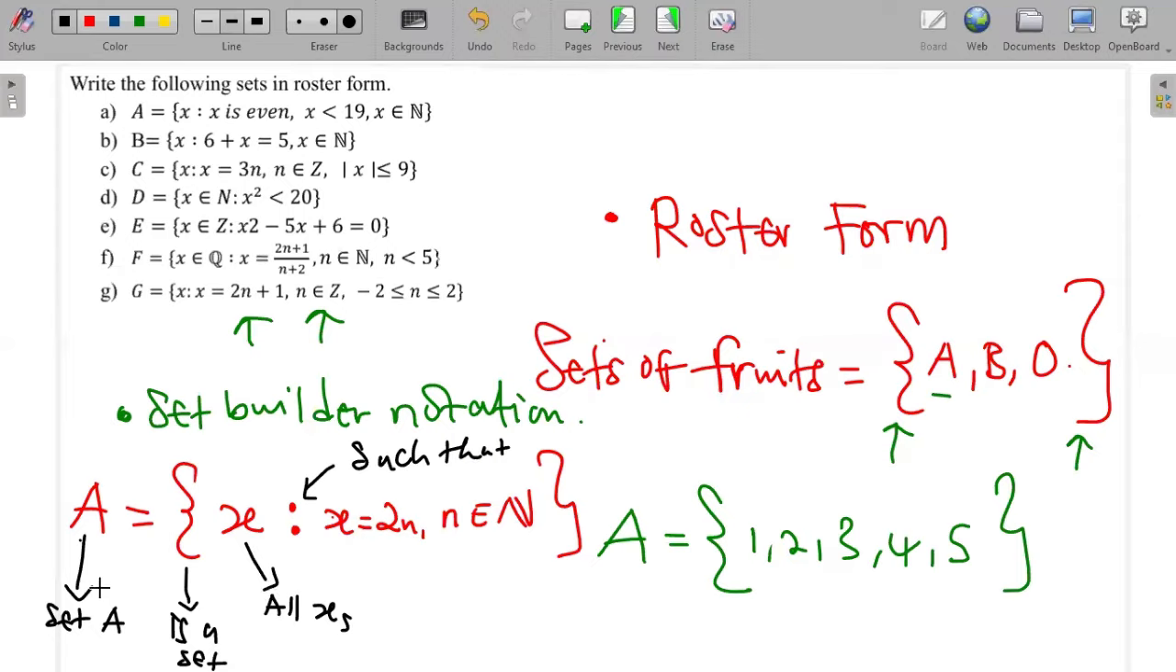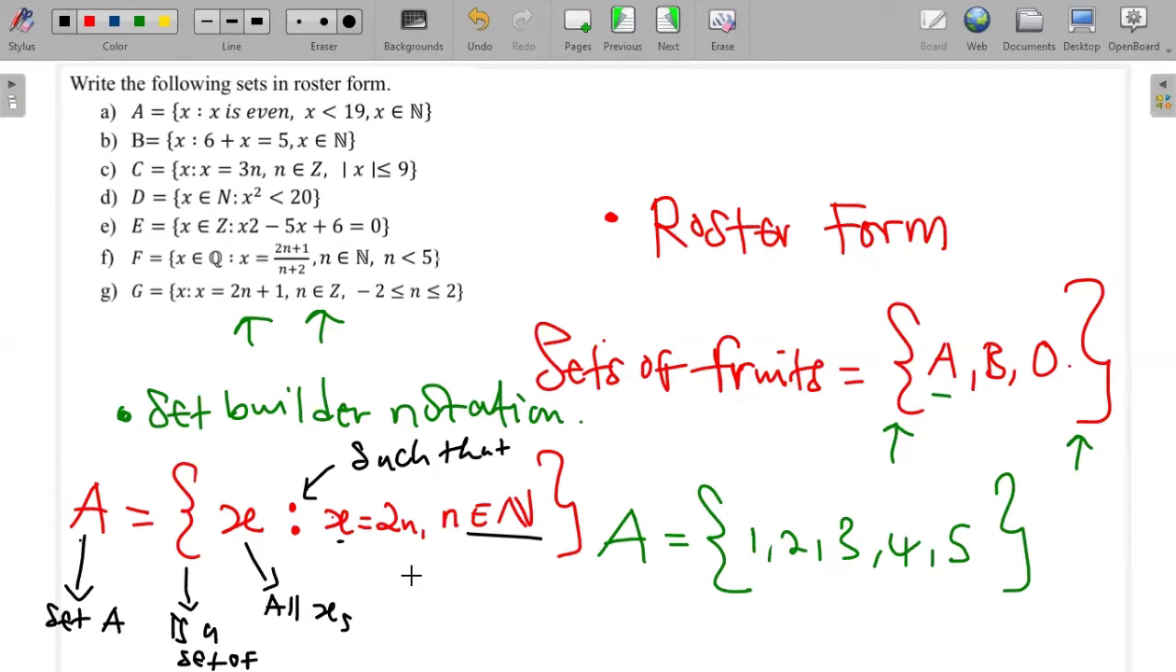So we're going to say set A, and this represents a set of... I forgot the word. So it's a set of, and then this X, you read it as "all X's," such that X is equal to 2n, where this n is a member of the natural numbers. So that's how you read something that is in set builder notation.